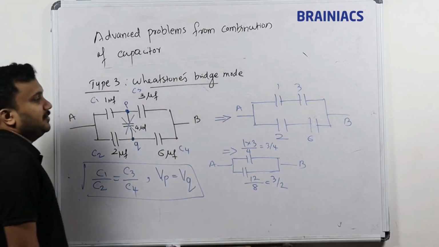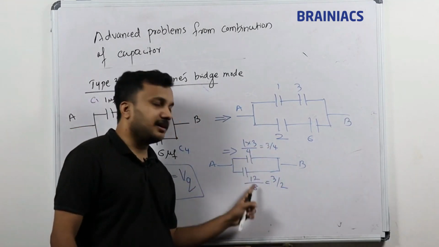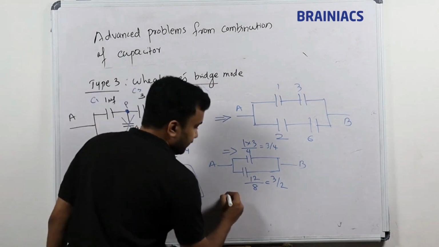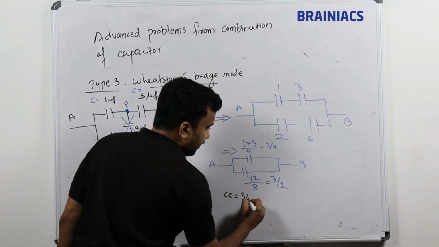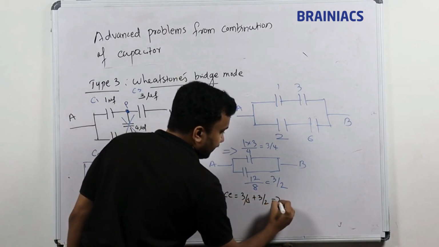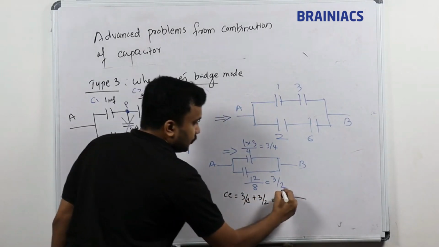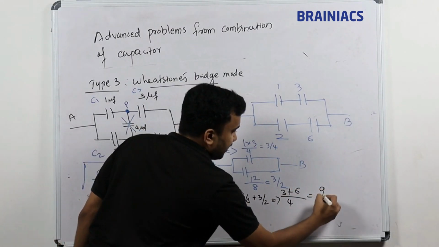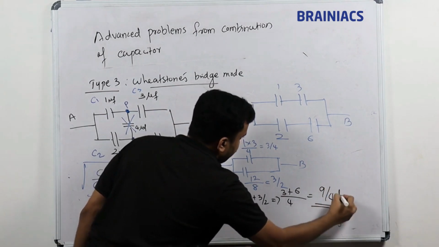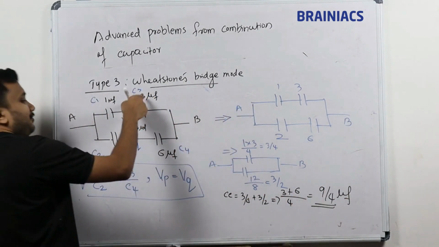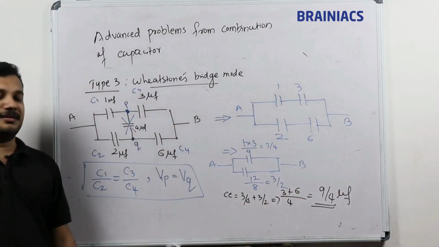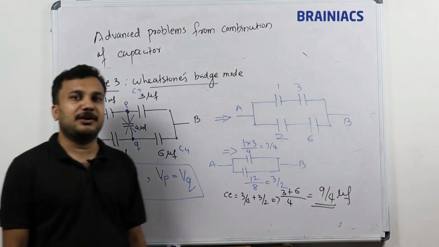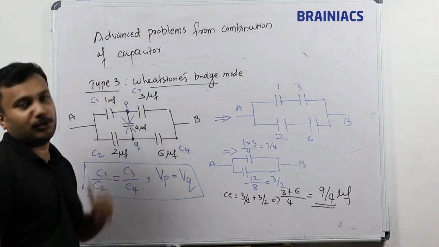Okay. Now the two capacitances 3 by 4 and 3 by 2 are connected in what fashion? Parallel connection. So we find the equivalent capacitance. C equivalent equals 3 by 4 plus 3 by 2. Take 4 as the LCM. So 3 plus 4 into 2 times 2 into 3, 6. So it becomes 9 by 4. What is the unit? Microfarad. I started with microfarad, so I have to end with microfarad. So 9 by 4 microfarad is the capacitance value for the type 3 Wheatstone's bridge model.